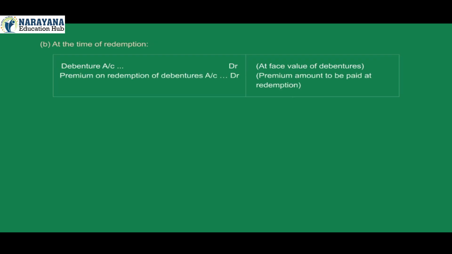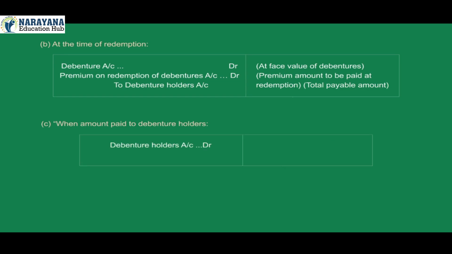B. At the time of redemption. Debenture account debit at face value of debentures. Premium on redemption of debentures account debit. Premium amount to be paid at redemption to debenture holders account credit, total payable amount. C. When amount paid, debenture holders account debit, total payable amount to bank account credit.